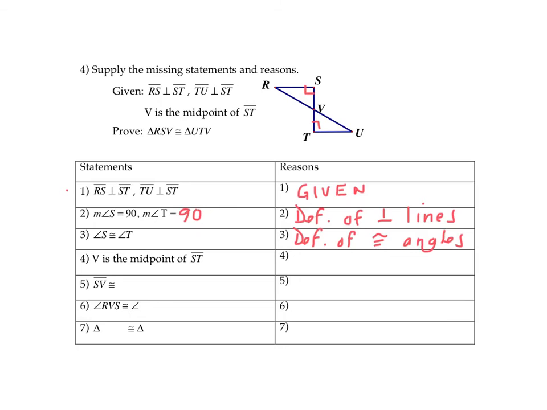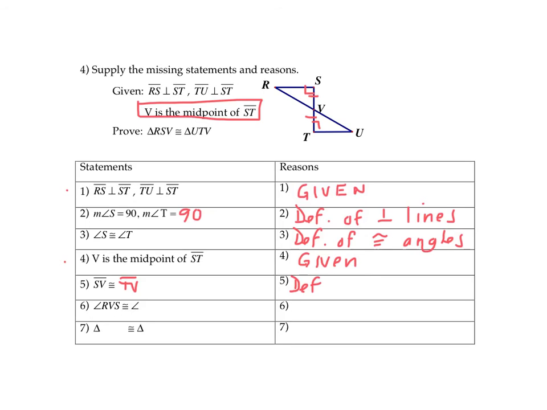Next, we have another piece of given information here. It says V is the midpoint of ST. So let's go ahead and say that's given, and then we'll talk about how that helps us. So V is the midpoint of line segment ST. That means that SV has to be congruent to, and we can say it as TV or VT, okay? Because that's the definition of midpoint.